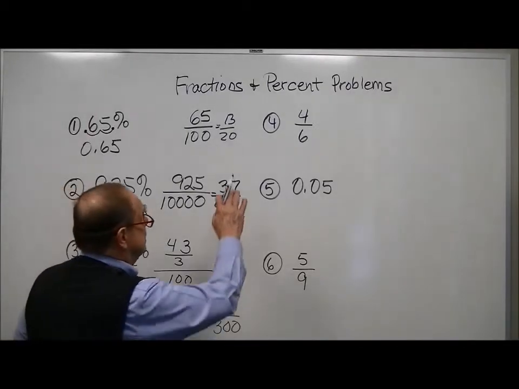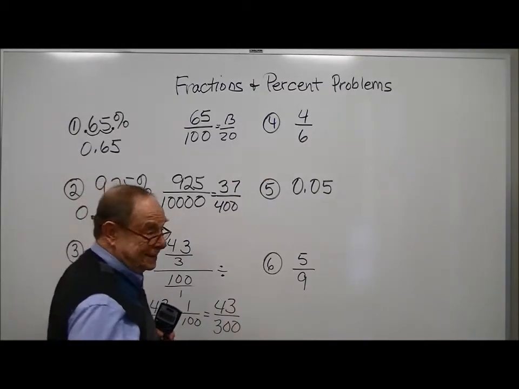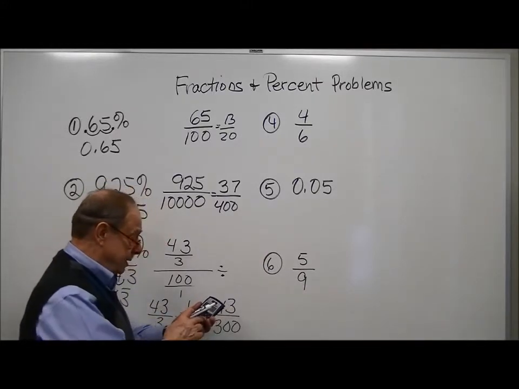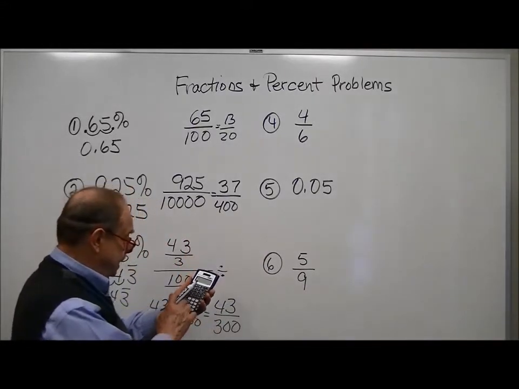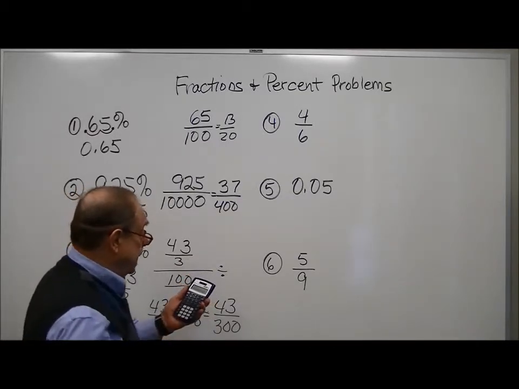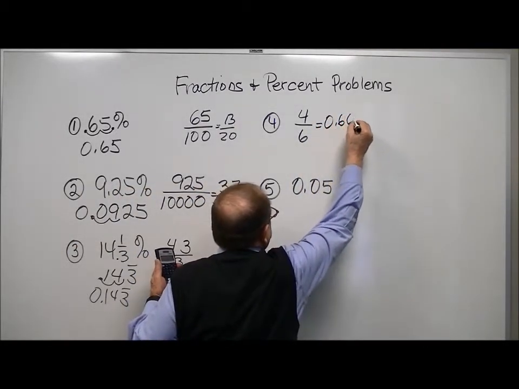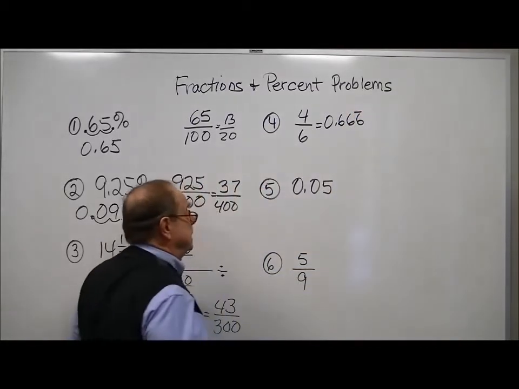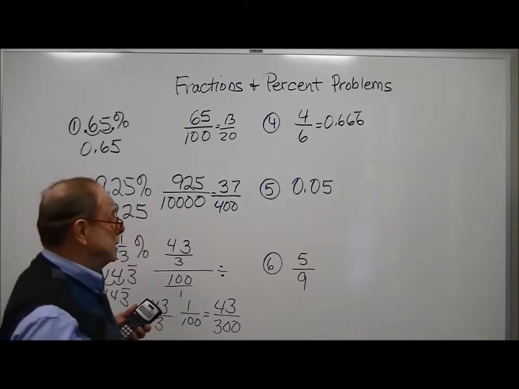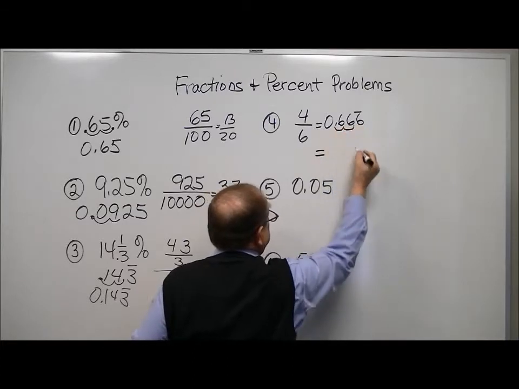All right, this one, we want now to convert this fraction to a percent. We can do so by just taking our calculator and dividing 4 divided by 6, and that gives us the repeating decimal, and it just keeps repeating. So that would be the decimal form. The percent form then would be moving it over 2 places.